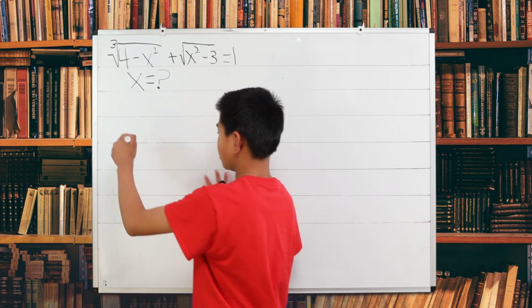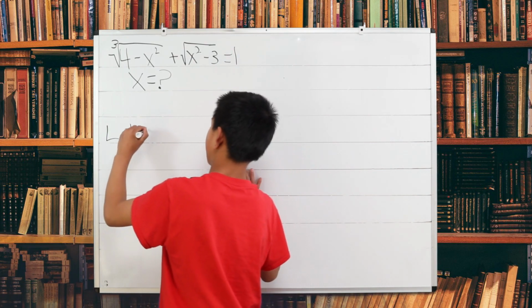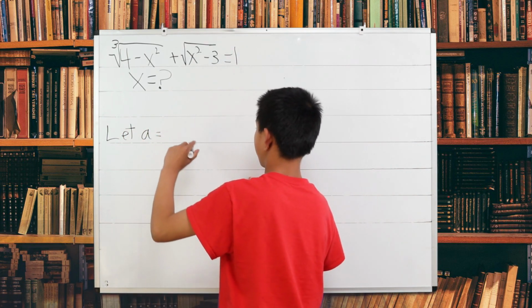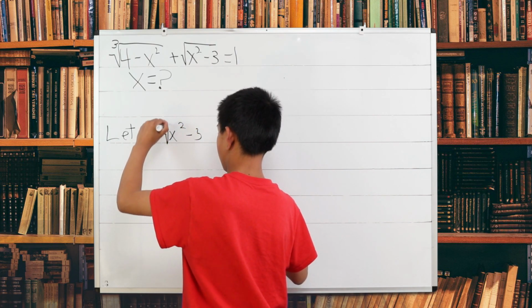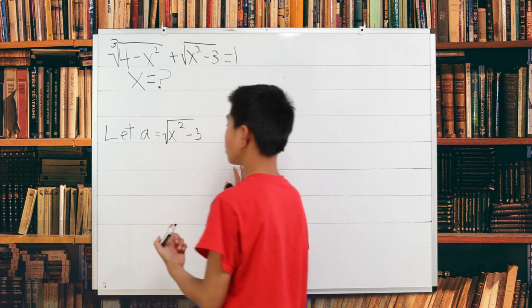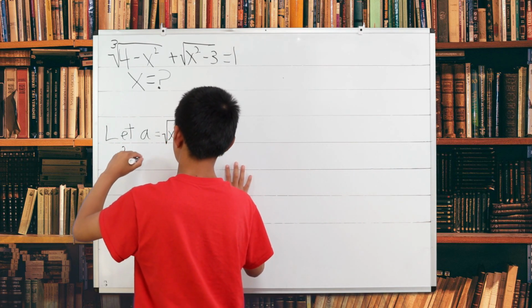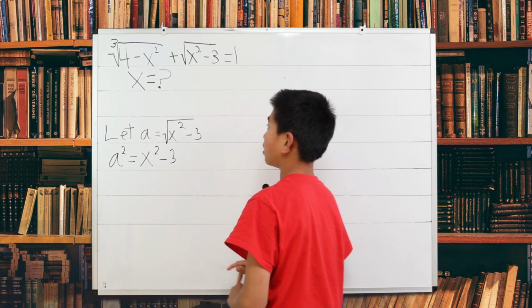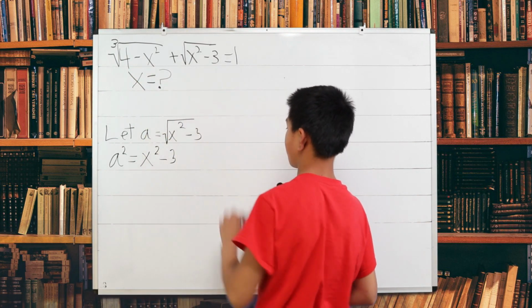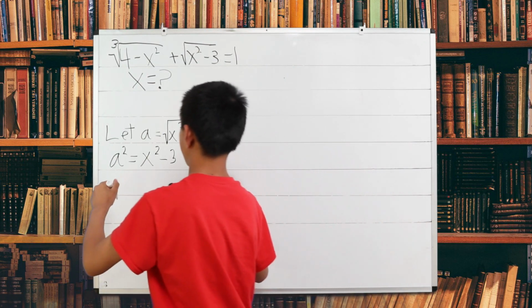So let's just substitute something. Let a be equal to the square root of x squared minus 3. So therefore, a squared is equal to x squared minus 3. Now we need to make this in terms of a, so we can also break it up.